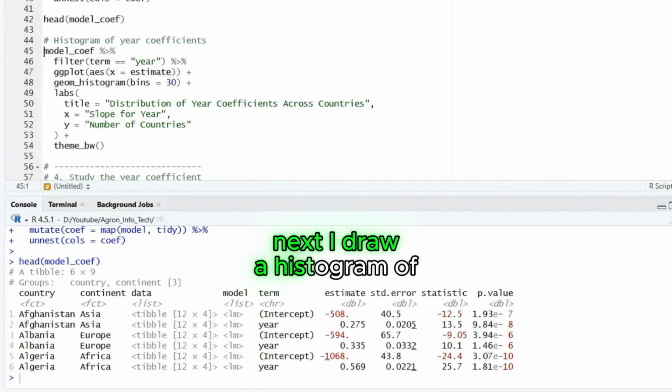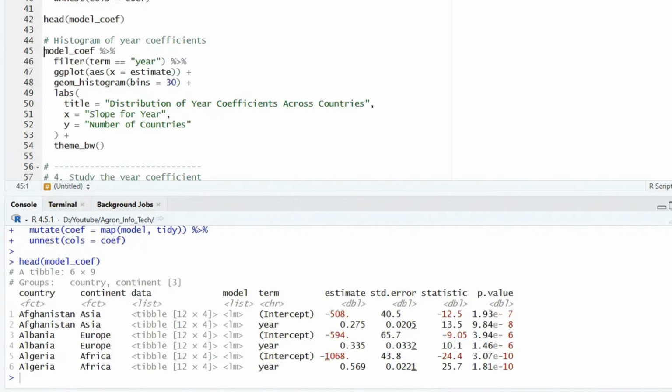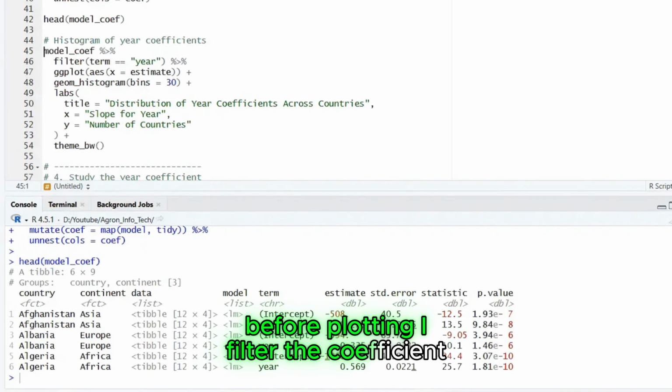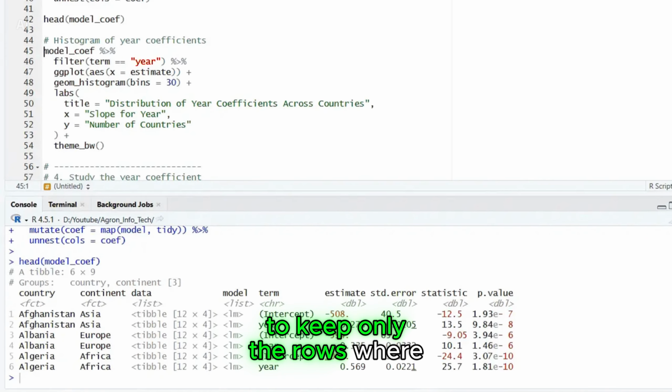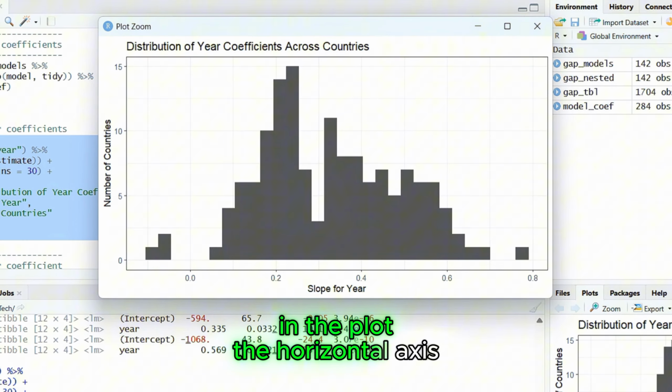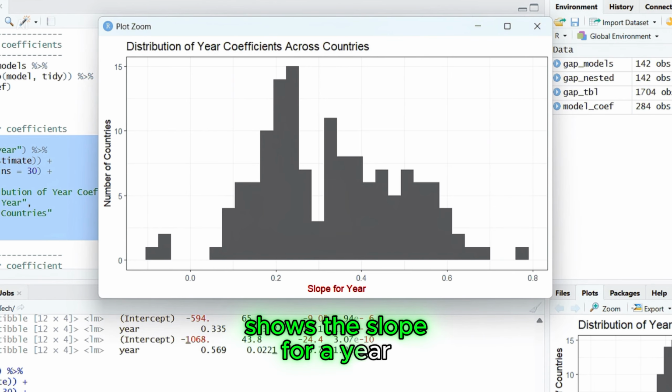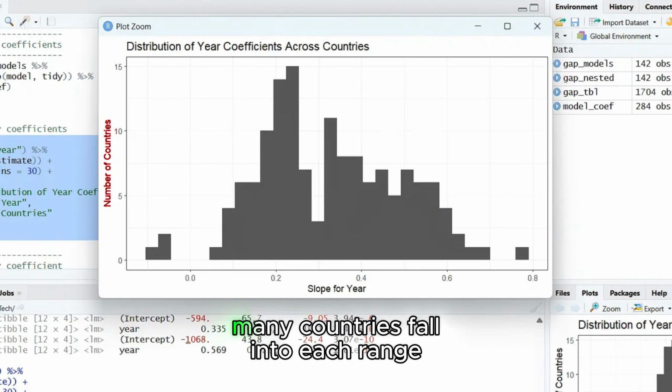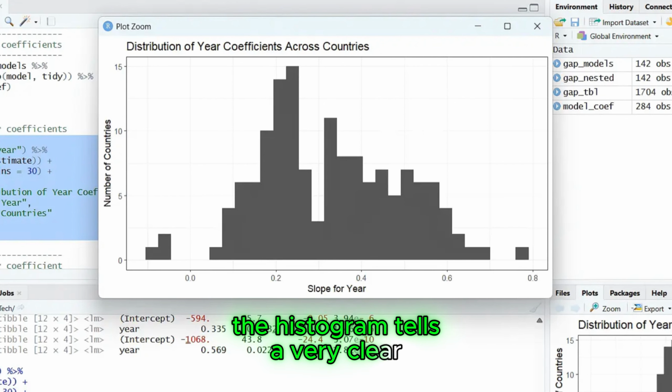Next, I draw a histogram of the year coefficients. Before plotting, I filter the coefficient table to keep only the rows where the term is year, because that is the coefficient we want to compare across countries. In the plot, the horizontal axis shows the slope for year, and the vertical axis shows how many countries fall into each range. The histogram tells a very clear story.